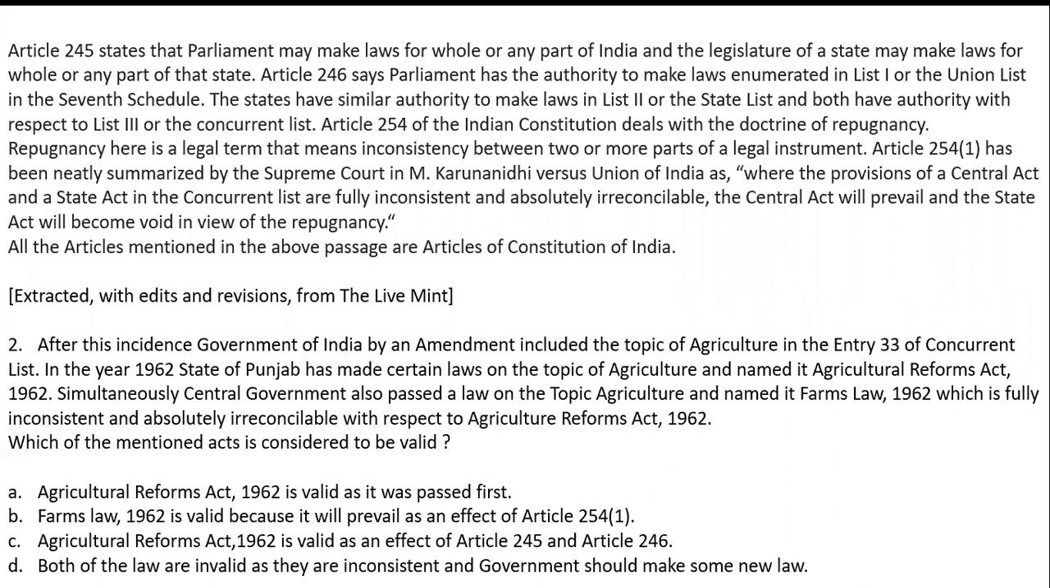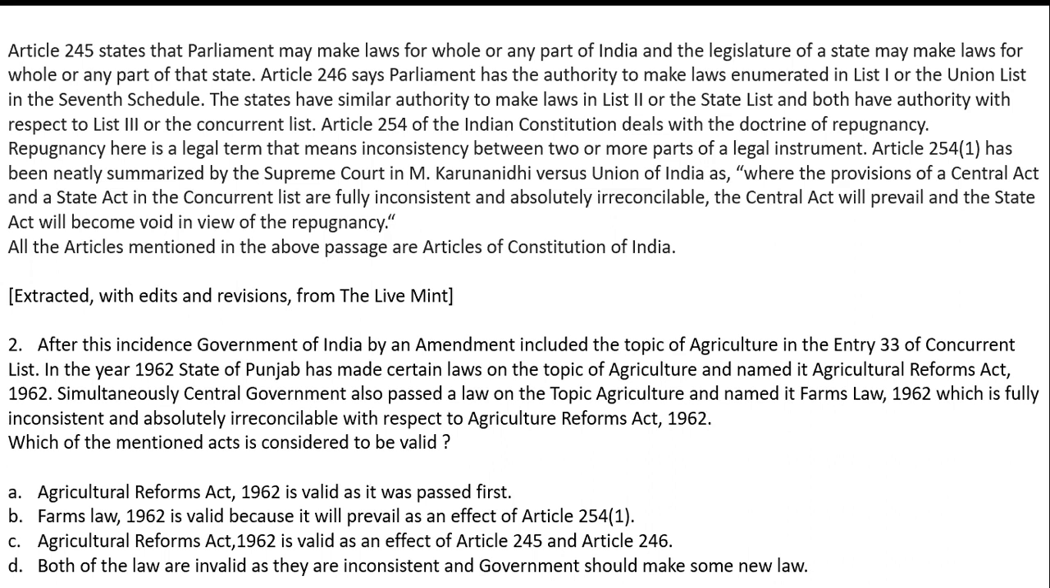The question indicates that after this incident, the Government of India by an amendment included the topic of agriculture in entry 33 of the concurrent list. In the year 1962, the state of Punjab made certain laws on the topic of agriculture and named it the Agricultural Reforms Act. So the state of Punjab made the law after the topic was included in entry 33 of the concurrent list. Here, Hari, you have to check that it's given in the passage itself that now the topic agriculture is in entry 33 of the concurrent list. Yes, sir. Okay, so now in the year 1962, the state of Punjab made certain laws on the topic of agriculture and named it the Agricultural Reforms Act 1962. Then simultaneously, the central government also passed a law on the topic of agriculture and named it the Farms Law 1962.